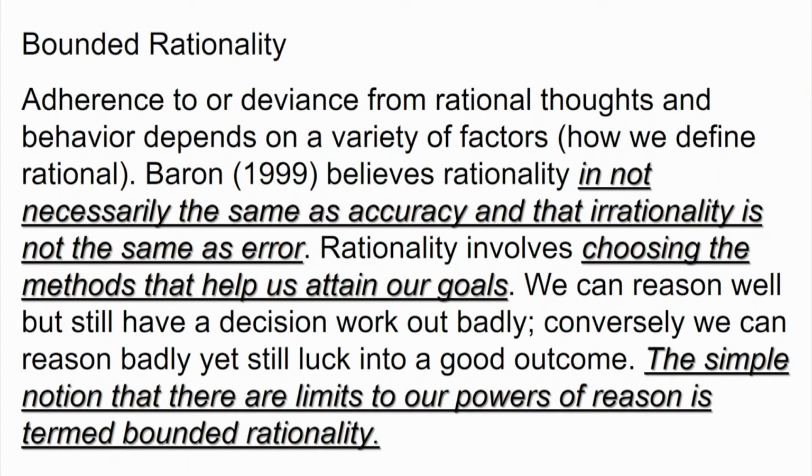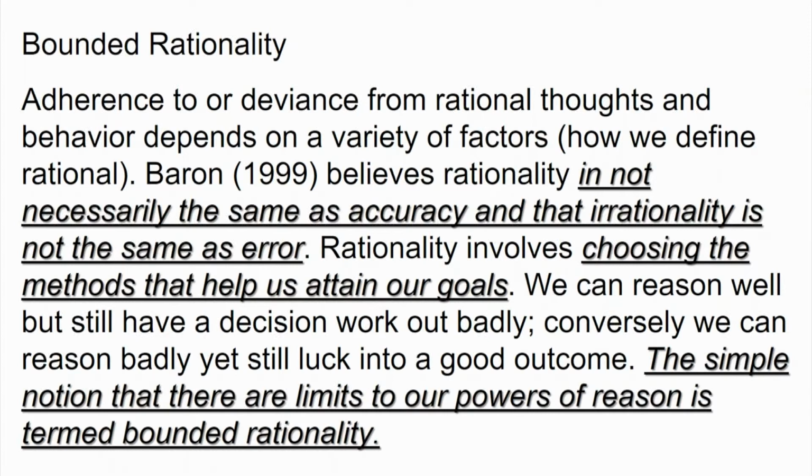Further to it, there is a concept of bounded rationality. And so, what does it say? Baron, 1999, believes that rationality is not necessarily the same thing as accuracy, and that irrationality is not the same thing as error. When I say a judgment or a particular reasoning is rational, what do I mean by that? What is rationality? How do we describe rationality?